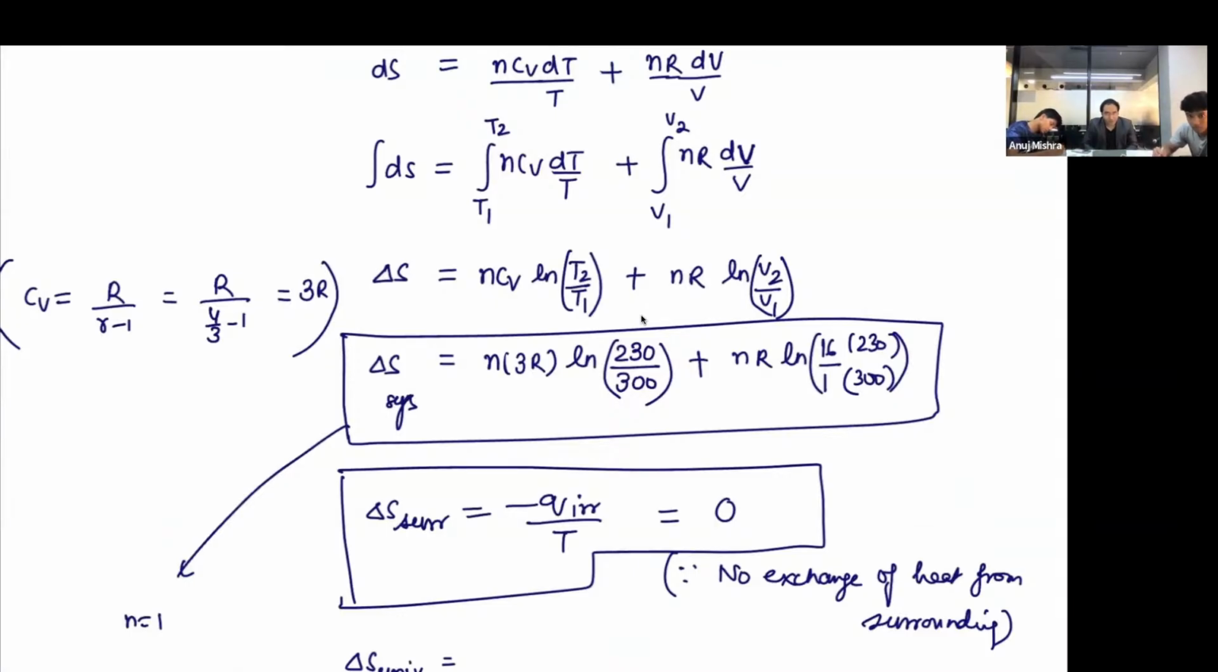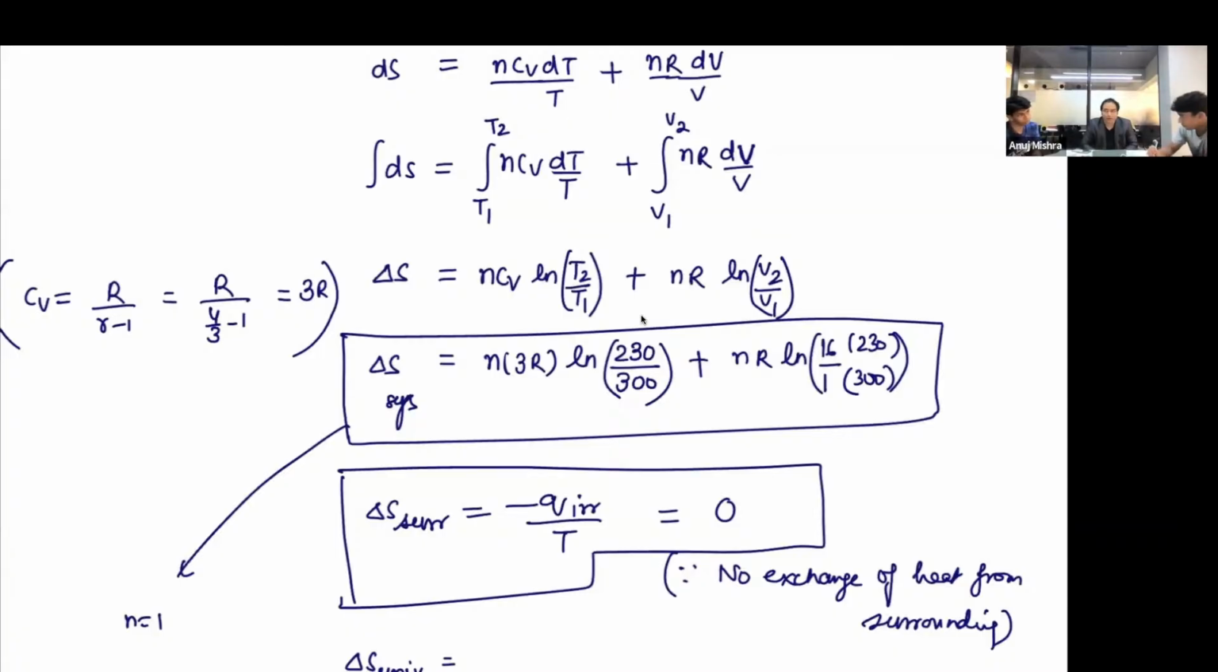So what is delta S surrounding? Why is it 0? Because in an adiabatic process, what is the value of Q? 0. Heat supply is 0. So exchange from the surrounding is how much? Nothing, 0. So I'm using the direct formula, minus Q irreversible upon T, and the quantity is 0. System is this, surrounding is this, universe will be how much? System plus surrounding. Without even solving, can you say the first information cannot be negative?